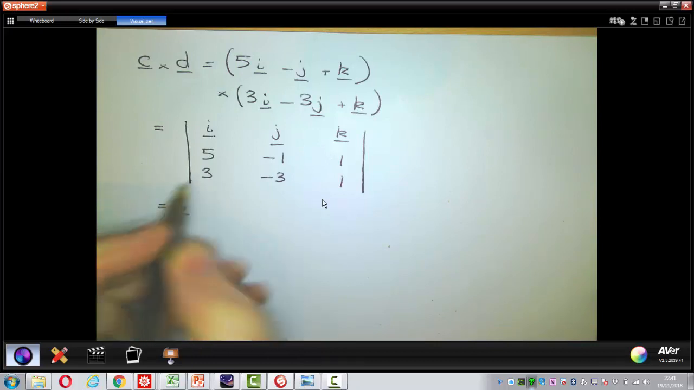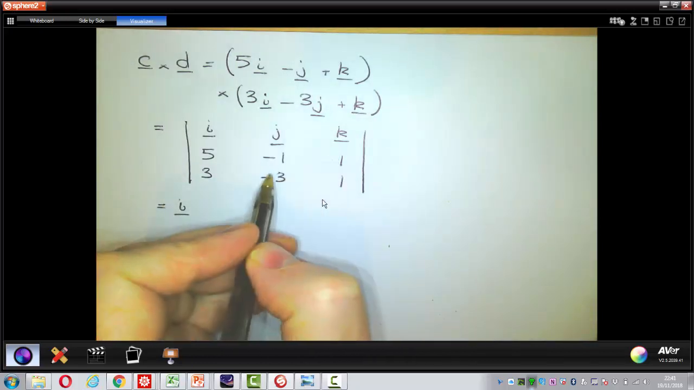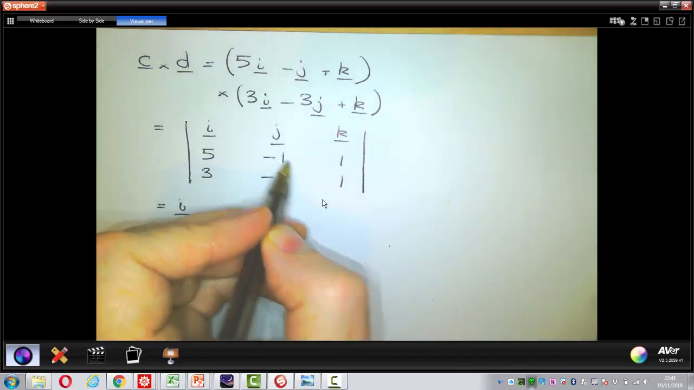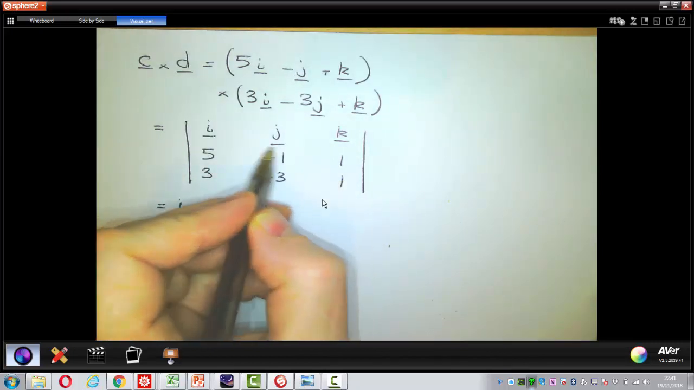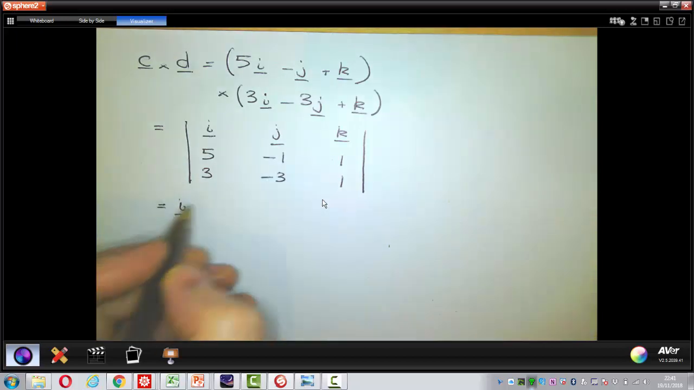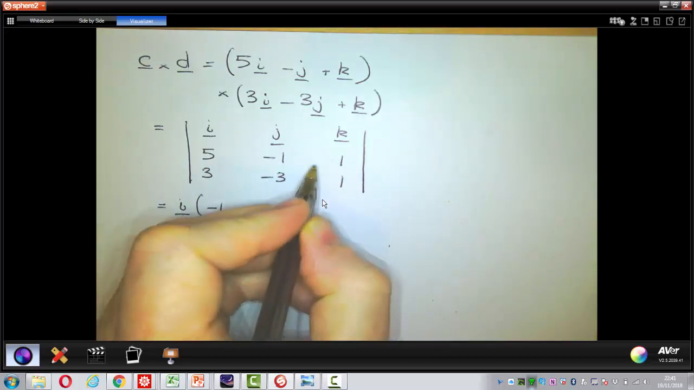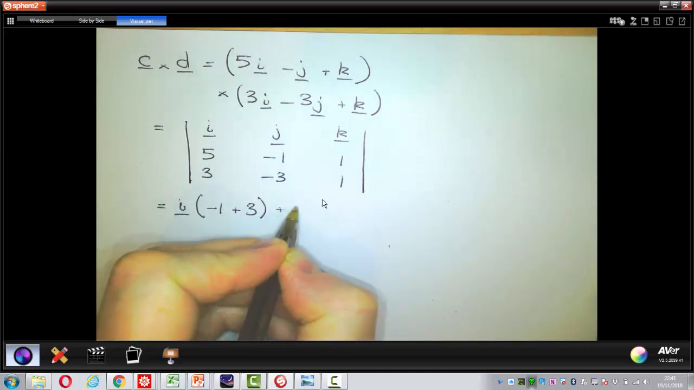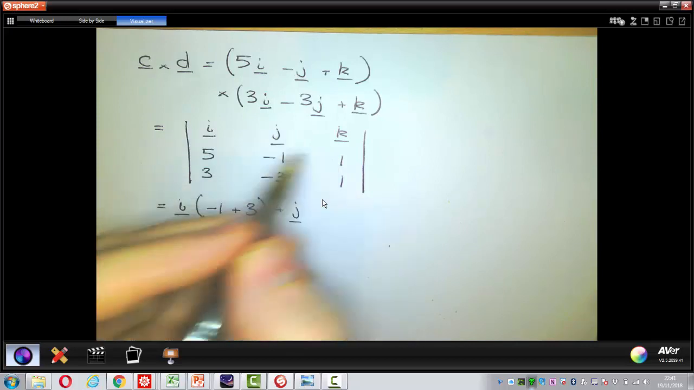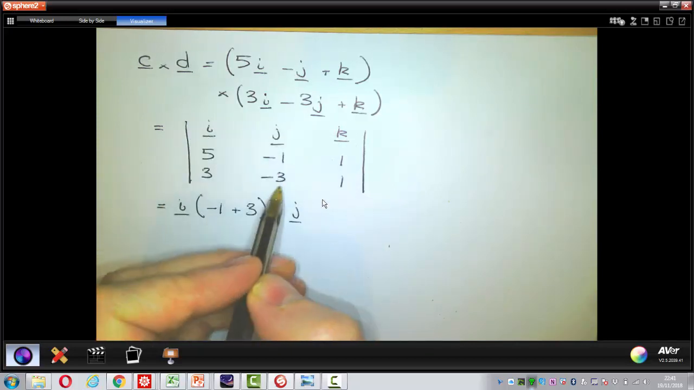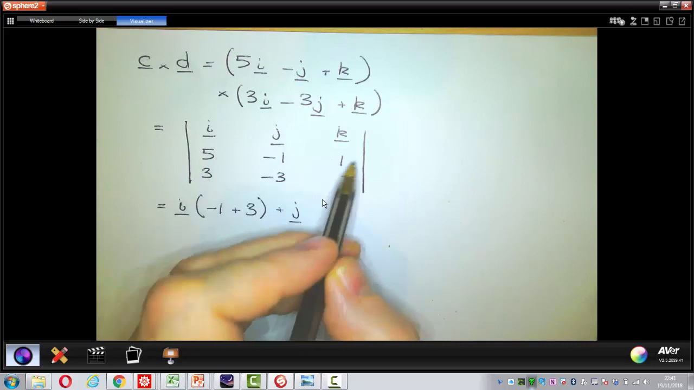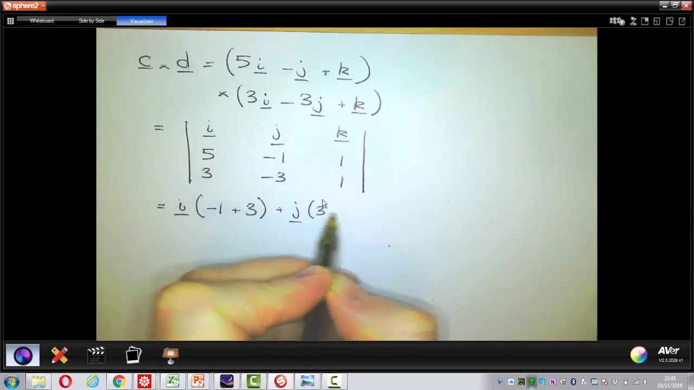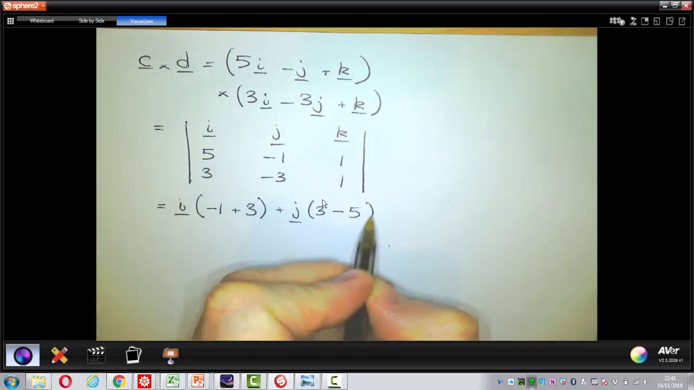So for i, we have the 4 numbers here. 1 times minus 1, minus 3 times 1. And then j, start off down to the right. Don't use those ones, don't use those ones. So 1, 2, 3, 4. Start off down to the right. 1 times 3 minus 5 times 1.